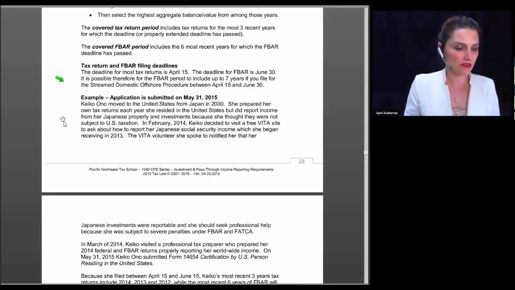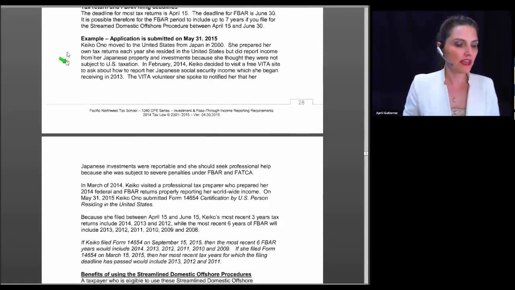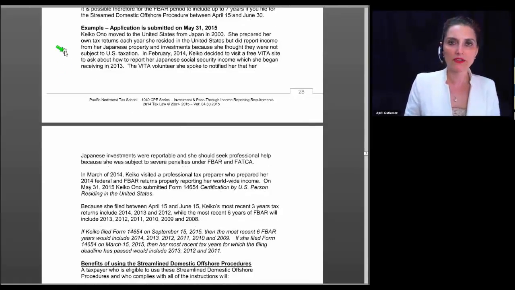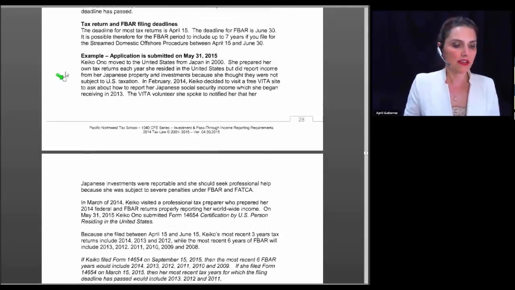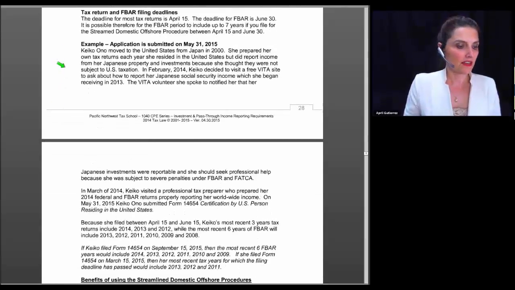And I've done an example here for you of how to prepare the offshore streamlined forms. And I have an application that is being submitted under the 2014 streamlined procedures on May 31st of 2015.